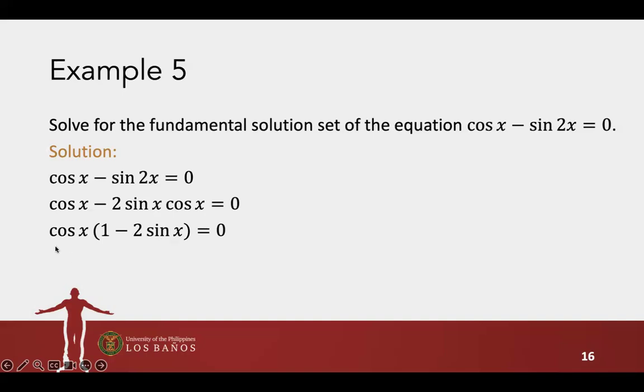And take note, if we are multiplying two expressions and the answer is 0, then that means either one or both of the expressions, or factors in this case, must be 0. So that means that cosine x here must be equal to 0, or the other factor, 1 minus 2 sine x, must be equal to 0. So now we have two equations having a single trigonometric function each. So what we'll do is solve each equation.